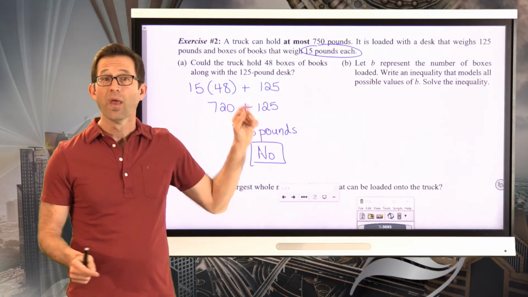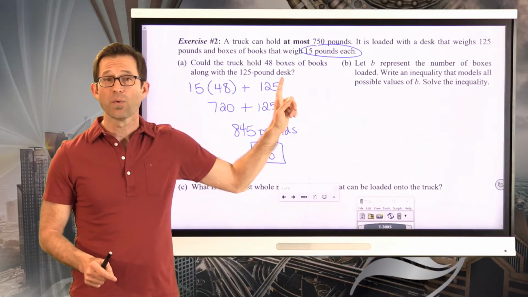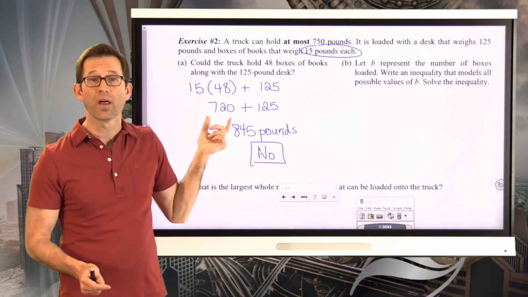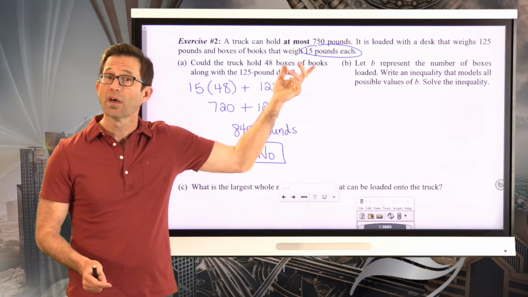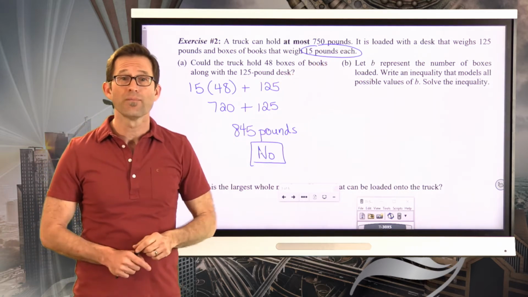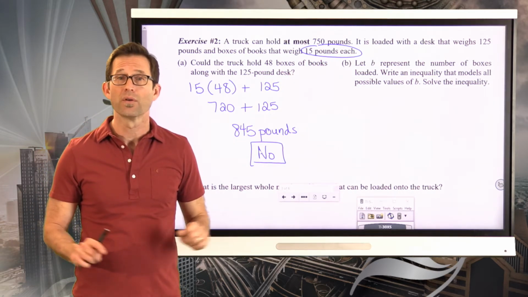Now, side note: if the 125-pound desk wasn't on there, you'd be fine, because you'd have 720 pounds worth of books, and that's less than our 750. So we'd be good to go.